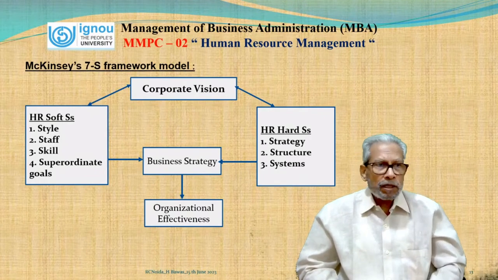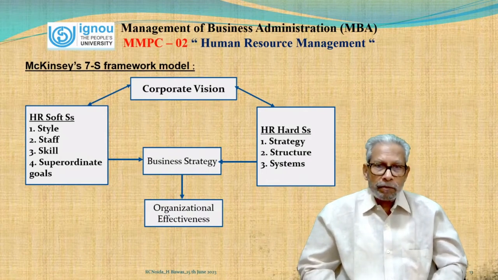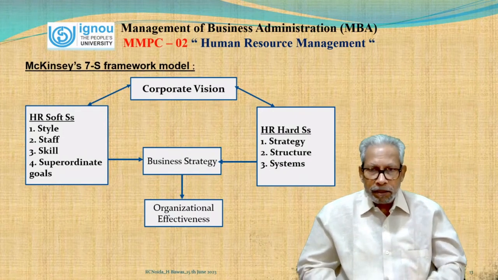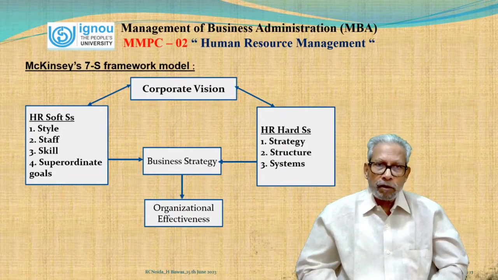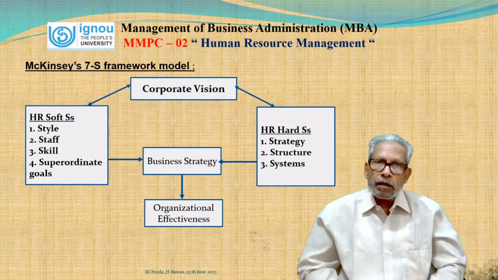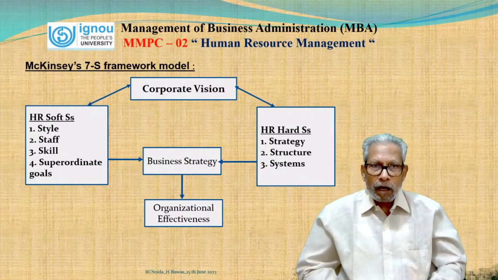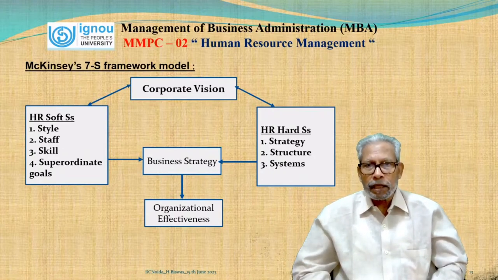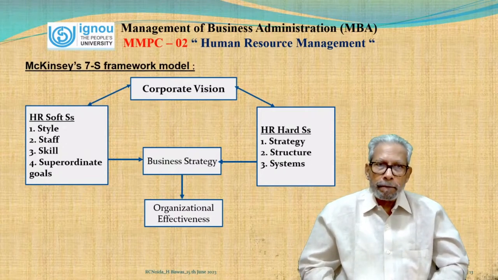So that's why everywhere you see the S. That's why it is called your 7S. In total there are 7, distributed in two parts: 4 for your HR soft and 3 for your HR hard. So business strategy is interconnected. You have to see the corporate vision and finally your organizational effectiveness. So if all these framework modules are strong enough, they are strengthening these areas, so definitely effectiveness will also increase day by day.